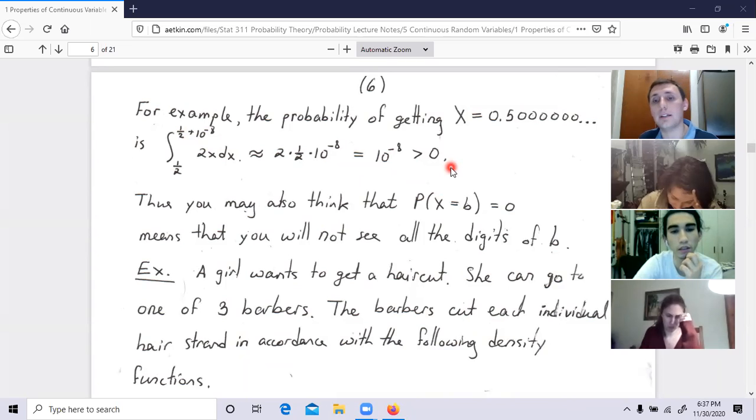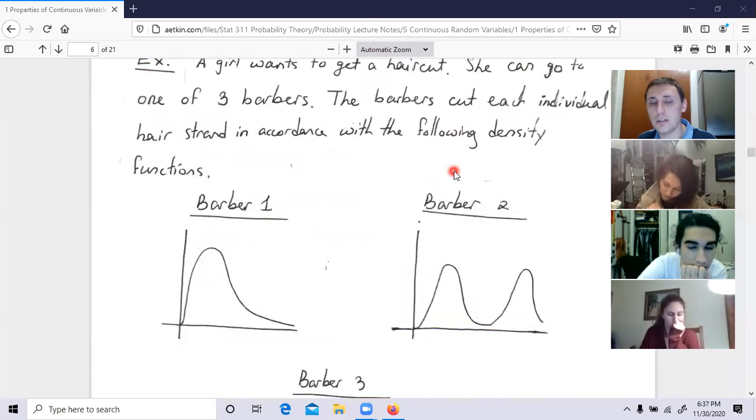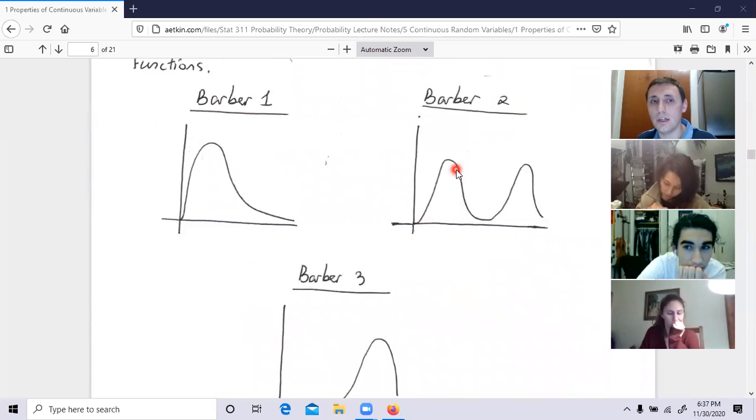And here is another example, guys, right? A girl wants to get a haircut. She can go to one of 3 barbers. The barbers cut each individual hair strand in accordance with the following density functions, okay? Here are the density functions. Are you there? So which barber will you be picking? If you're a girl, if you're a boy, well, if you're a German boy, maybe, right? You tell me which of those barbers do you go to?